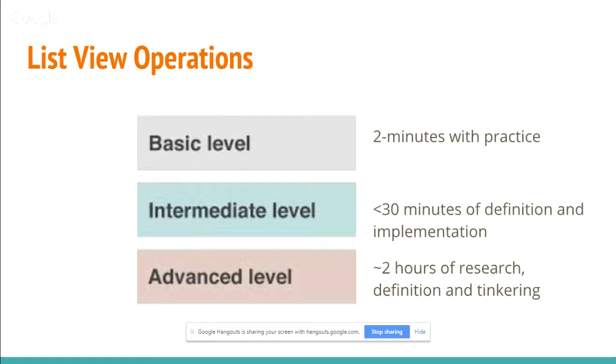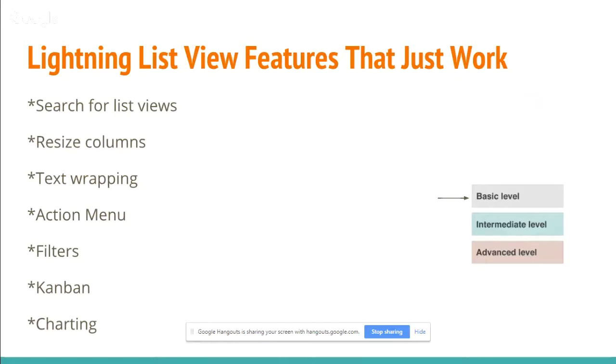At the intermediate level, I think it should take you less than 30 minutes of definition and implementation to do. And at the advanced level, you're probably not going to do it often enough, so it'll probably take about 2 hours of research, definition, and tinkering. You'll never get the chance probably to become super proficient at the advanced level. But it's something we all have to struggle with every once in a while, and it's good to know what is possible. So there are a bunch of Lightning list view features that just work.